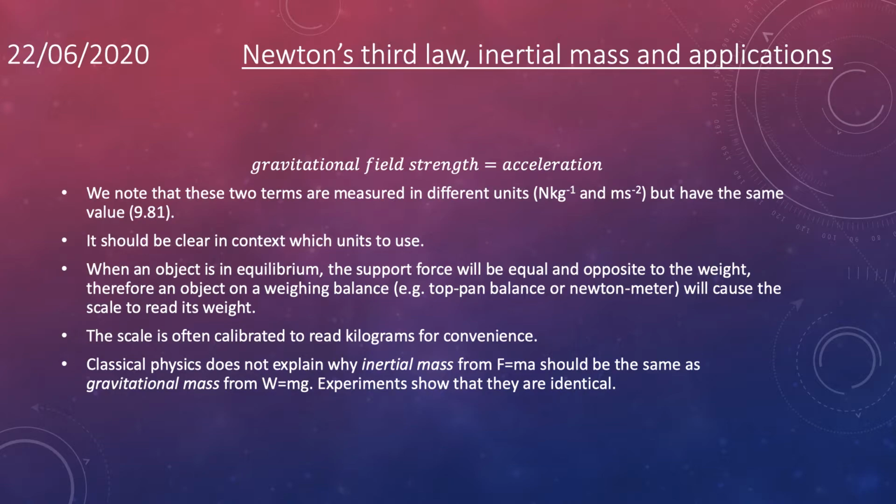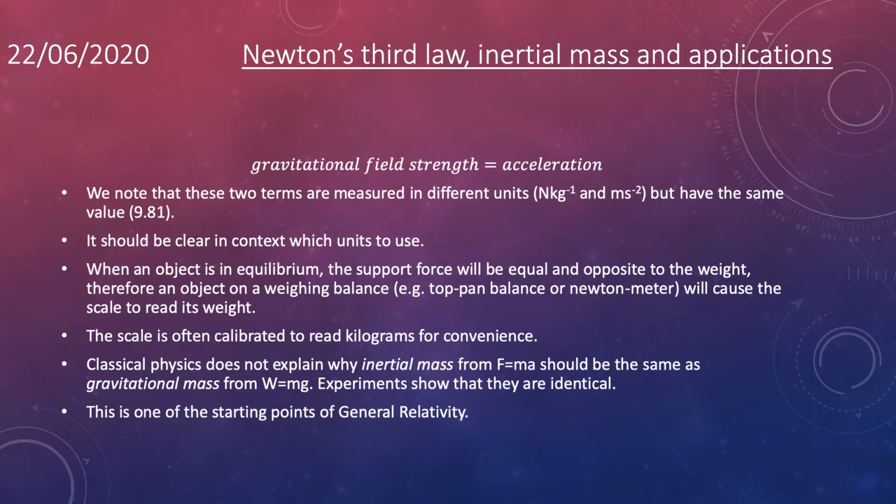Classical physics, just as an aside, doesn't explain why inertial mass from F equals ma should be the same as gravitational mass from W equals mg. We defined inertia last lesson. We said the resistance of an object to being accelerated. So in Newton's second law, the m term is the inertia. So we would need a bigger force to get the same acceleration if the object has more mass, more inertia. There is no reason why inertial mass should be the same as gravitational mass, the amount that the gravitational field acts on the object's mass, the W equals mg one. Experiments show that they are identical, but we don't know why.